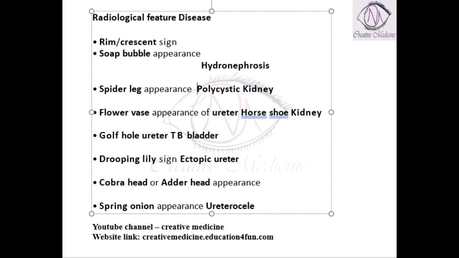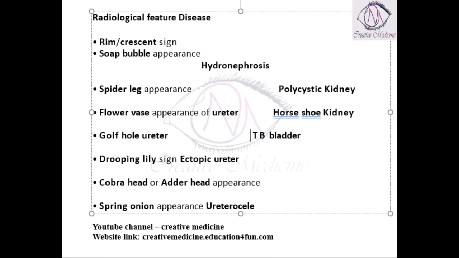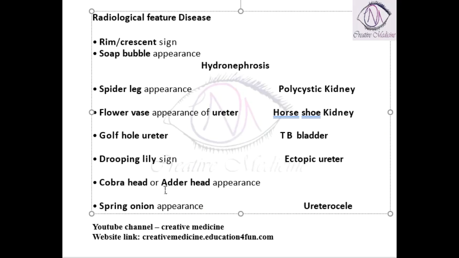Spider leg appearance is seen in polycystic kidney disease. Then we have flower vase appearance. Flower vase appearance is seen in horseshoe kidney. Golf hole ureter is seen in tuberculosis bladder. Drooping lily sign is seen in ectopic ureter. Cobra head sign or adder head sign or spring onion appearance is seen in ureterocele.